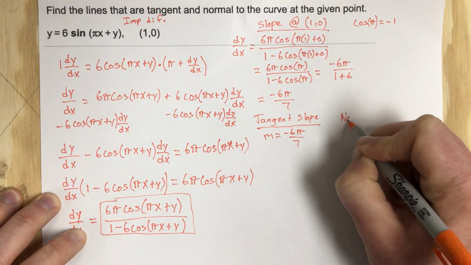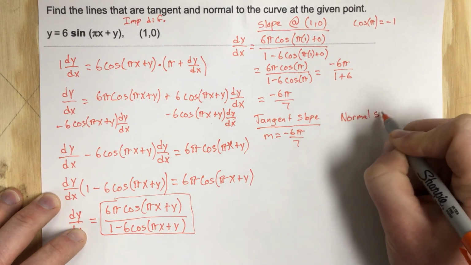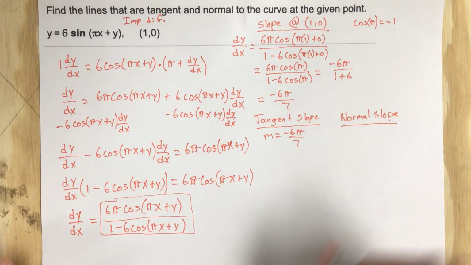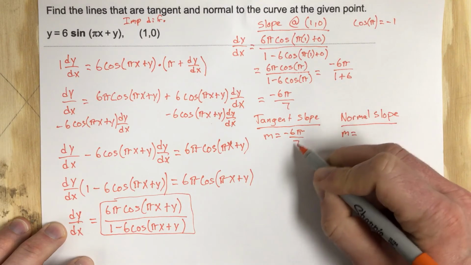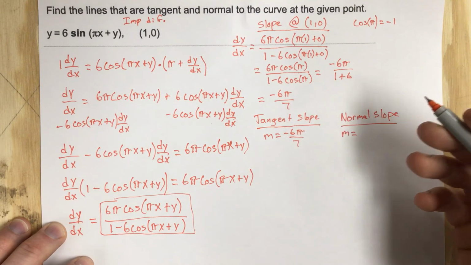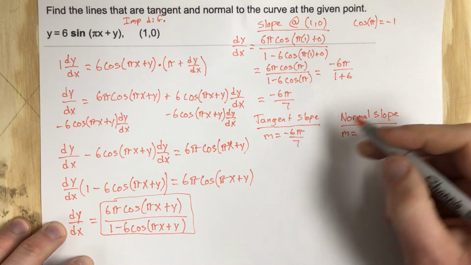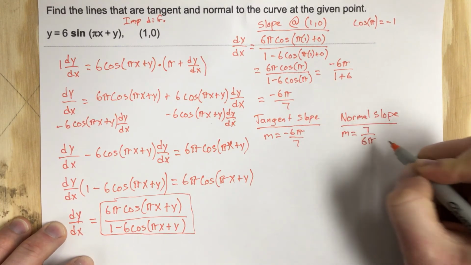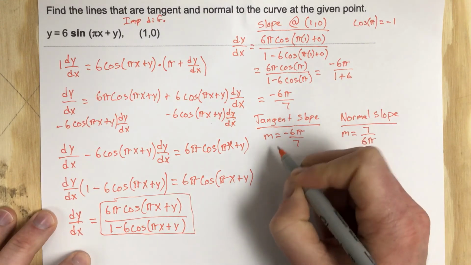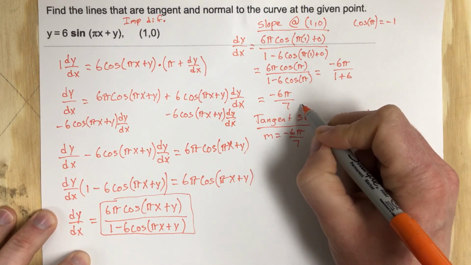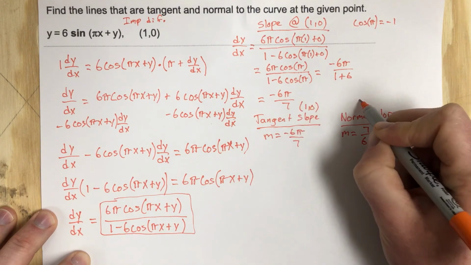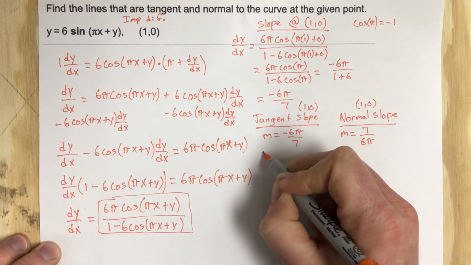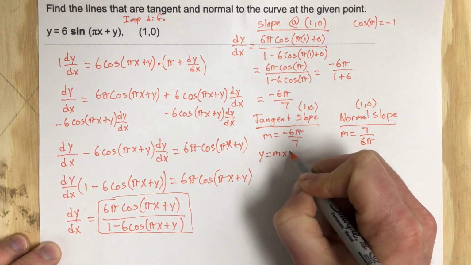And the normal slope is the perpendicular of that. And the perpendicular of this -6 pi over 7, well, we just flip it and then we're doing the negative reciprocal. So we're going to get rid of the negative and then flip it, and that'll be 7 over 6 pi. So let's go ahead and say that we're finding the tangent line at the point 1, 0 and the normal line at 1, 0. So we can say that y equals mx plus b.